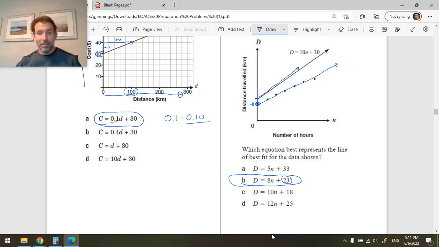It's clearly not D, because 33 would be starting up here. And it's not C because these two lines aren't quite parallel. This one is a little bit shallower. And not only that, 18 is just too low. 18 would be like, if this is 30 here, then 18 would be like down there. That's still pretty close to 18, but I don't like it. I think that this one is best. Let's keep going.